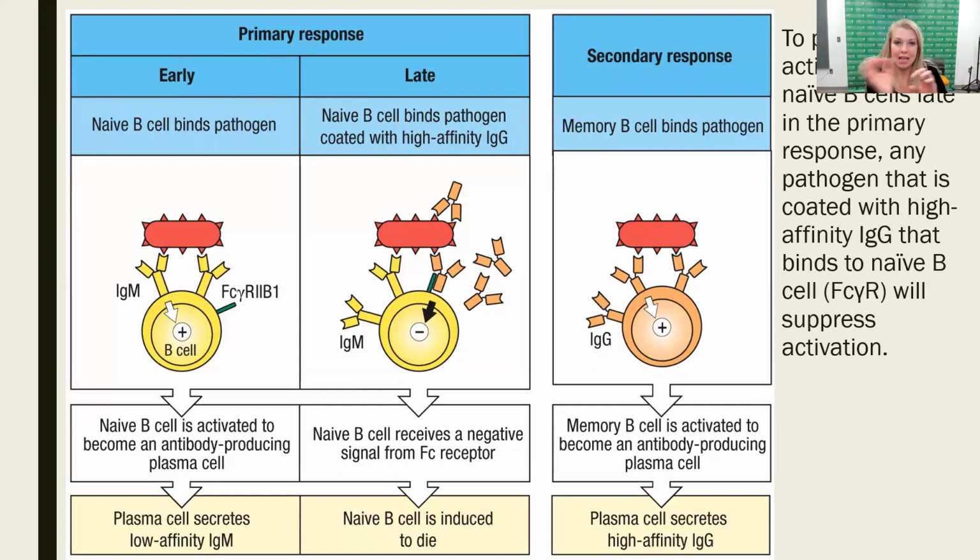when a naive B cell, wanting to be activated, finds this pathogen, they're all excited because they found their antigen. Oh, but somebody's already been there. Oh no, there's already high affinity IgG coating this thing. That B cell, rather than being stimulated to go on and start the whole thing again for a primary immune response, actually gets kind of just shut down. It gets a negative signal through its B cell receptor, and it is induced to die by apoptosis.